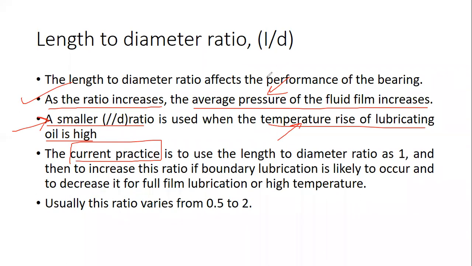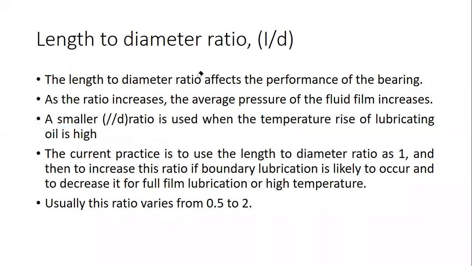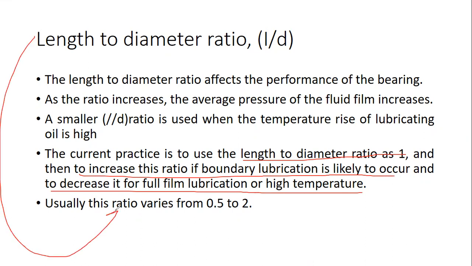So the current practice is to select or use the L by D ratio as one, and then to increase this ratio if boundary lubrication is likely to occur. It means if metal to metal contact is observed, then slightly increase this L by D ratio from 1. And decrease it for full film lubrication or high temperature. So if boundary lubrication is occurring, increase it. But if full film lubrication or high temperature is observed, decrease it. How much should you keep the L by D ratio? The ratio should be between 0.5 to 2.